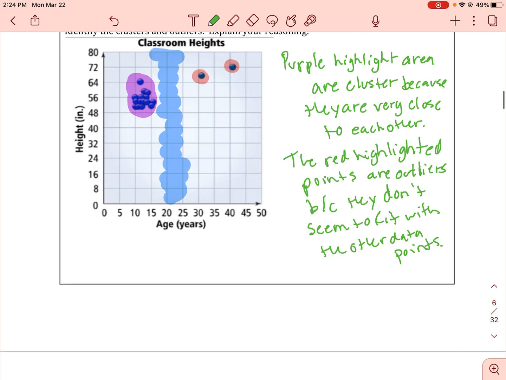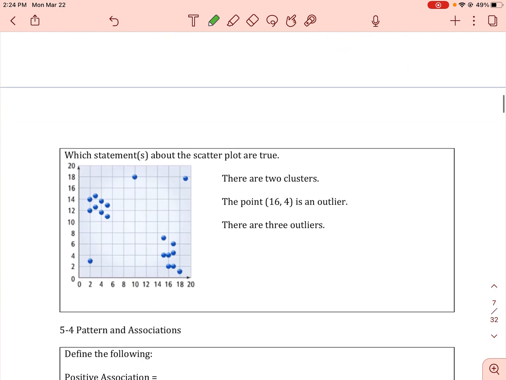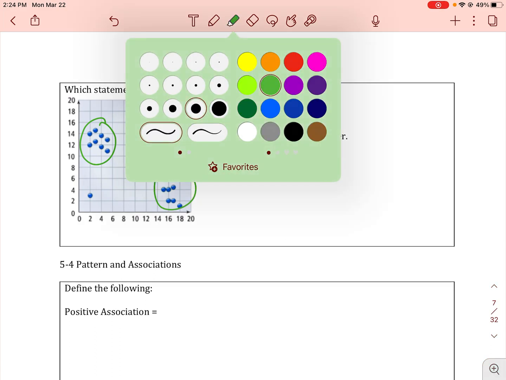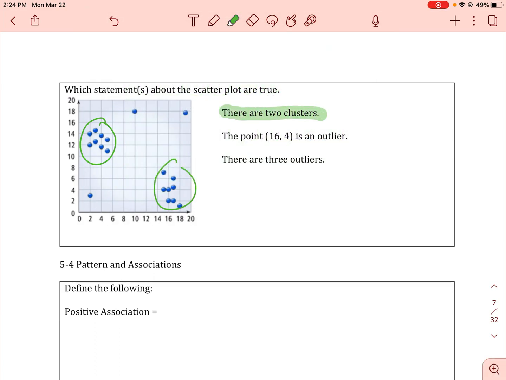Again, the blue was a gap, didn't ask for a gap, but I'm just showing you that's the gap in the data. Which of these statements are true about the scatter plot? There are two clusters. Well, here I see one and I see two. So I'm going to say that this is true.